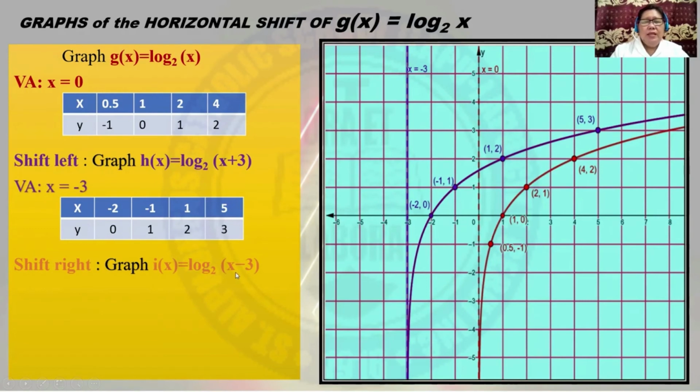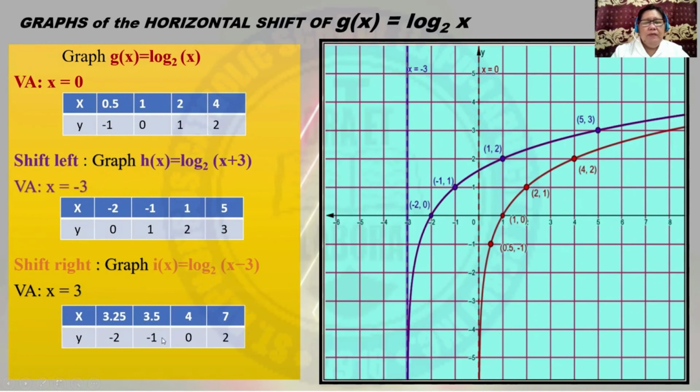And then for the shift right, represented by i of x is equal to the log of the quantity x minus 3 to the base 2, the vertical asymptote is x is equal to 3. And we have the table of values. Let us plot the points now in the Cartesian plane. So we have the vertical asymptote, x equals 3, first point. Then the next point. Then we have the third point and the fourth point, and connect with a slight curve.